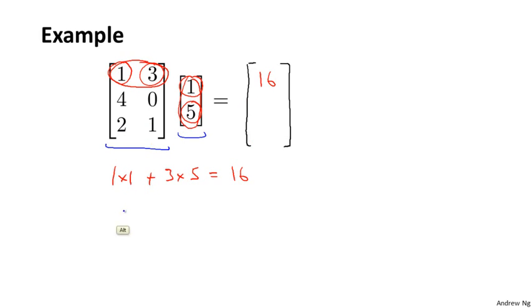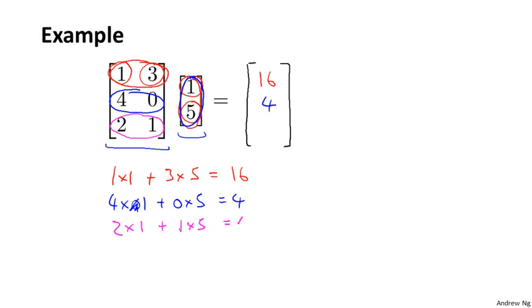Then for the second element, I'm going to take the second row and multiply it by this vector. So I have 4 times 1 plus 0 times 5, which is equal to 4. So I get a 4 there. And finally, for the last one, I have 2, 1 times 1, 5. So I have 2 times 1 plus 1 times 5, which is equal to 7. And so I get a 7 over there.